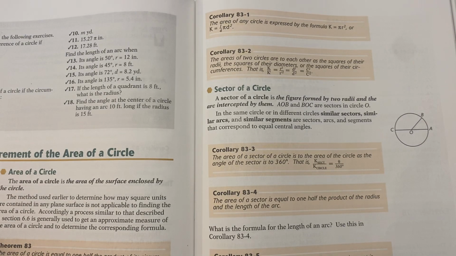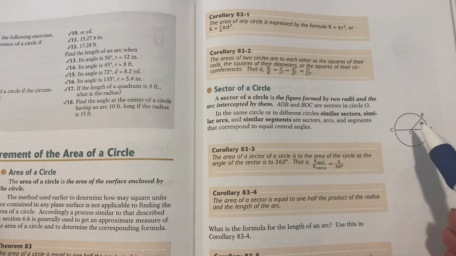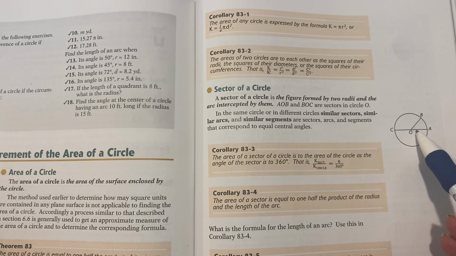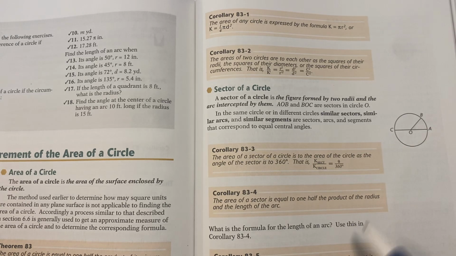In the same circle or in different circles, similar sectors, similar arcs, and similar segments are sectors, arcs, and segments that correspond to equal central angles. So basically corresponding to that central angle, we'll have the arc, similar sections, they have to be the same.